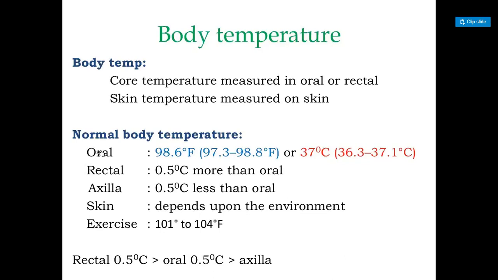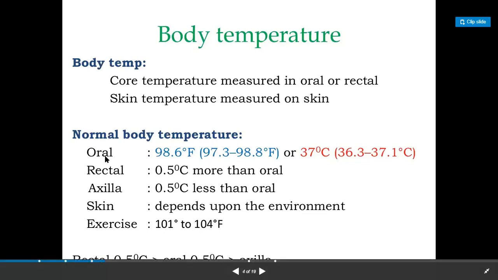Once it goes outside that range, then you could have what is called hyperthermia and hypothermia. Now, that is the oral temperature. In the rectal region, we have 0.5 degrees more than the oral region.